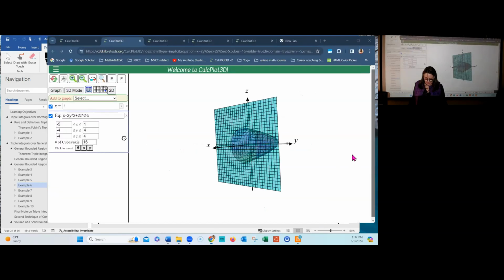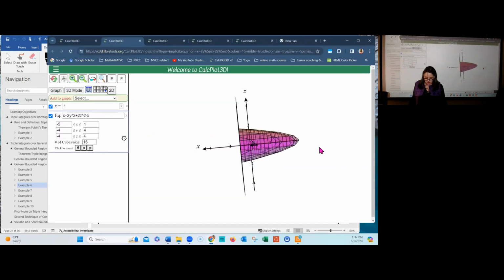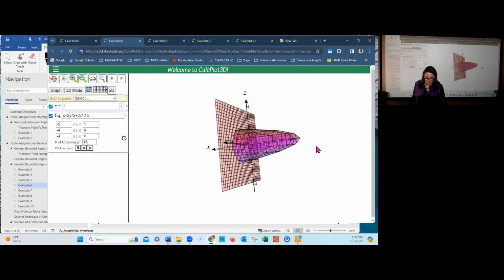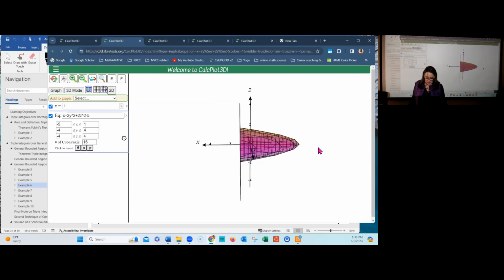Again, this is a function of 3 independent variables. What we're looking at here is the domain region, which is the solid consisting of this paraboloid cut off by the plane where x equal 1. Now, what we want to do is cast the projection this time into the xy plane and work it as a type 1.